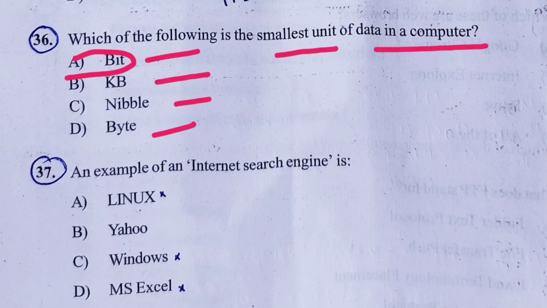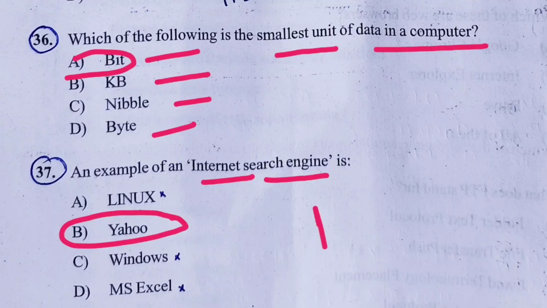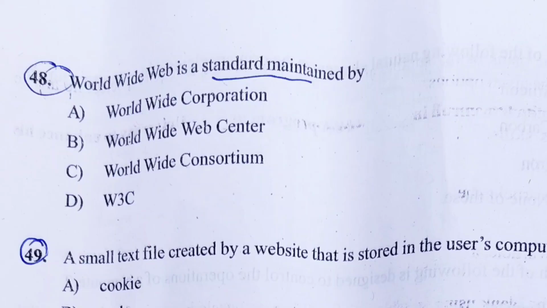Next question is, an example of an internet search engine is Linux, Yahoo, Windows, or MS Excel. So the correct option should be Yahoo. Yahoo is the internet search engine, like we have Google or we have Bing. Okay, so the correct option should be Yahoo.